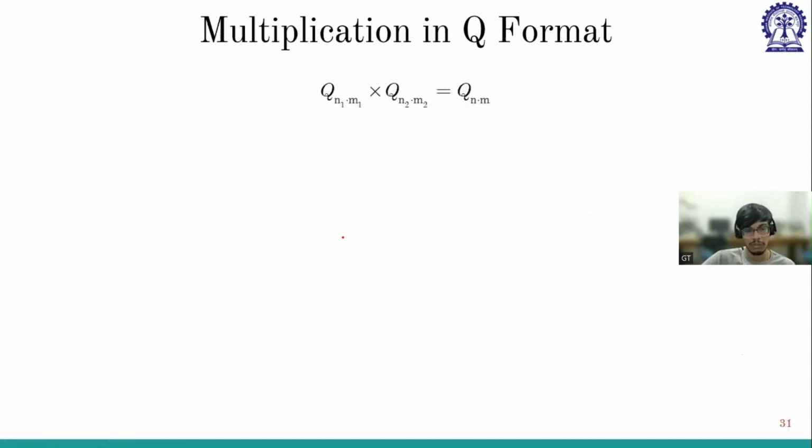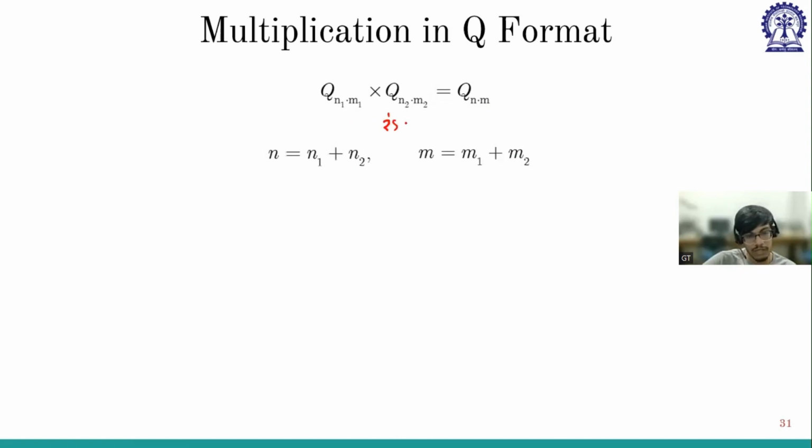Now coming to the multiplication. So when I'm multiplying n1.m1 with n2.m2, as it is multiplying, the number of bits will get added up. So if it is 5 bit and this is 6 bit, it will be 11 bit. So n will be n1 plus n2, m will be m1 plus m2.